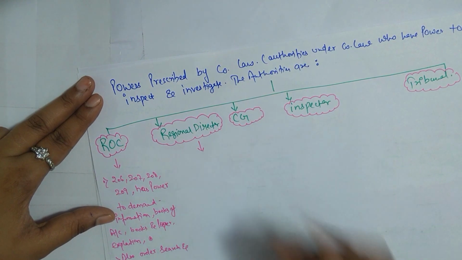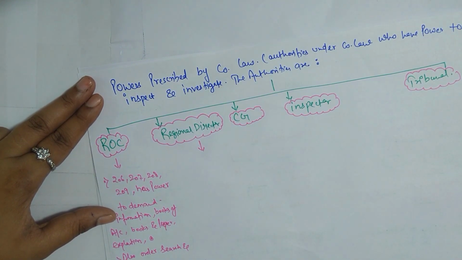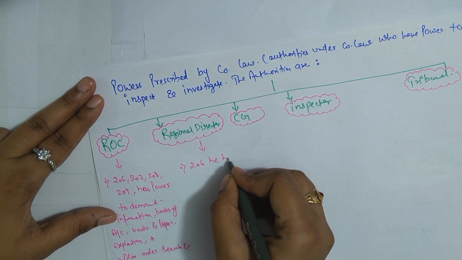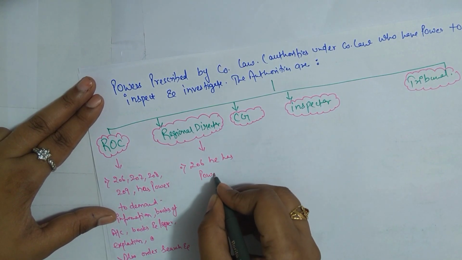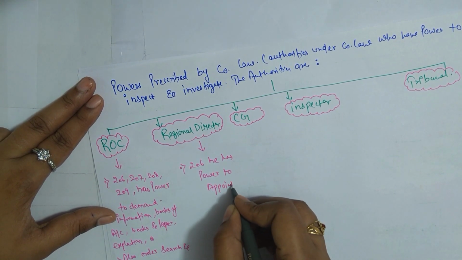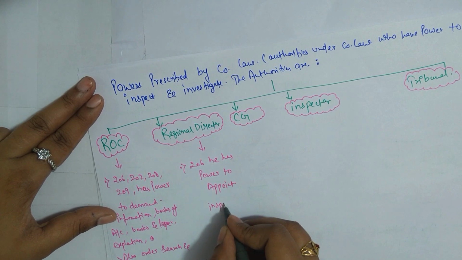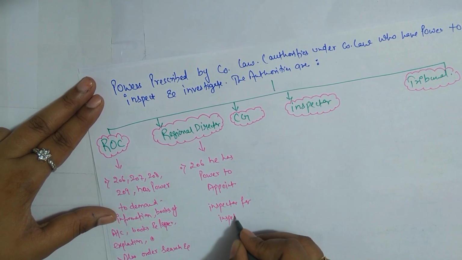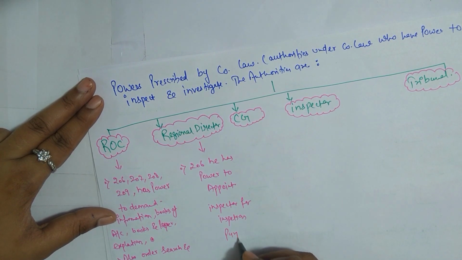Regional director. Only under section 206, he has power to appoint an inspector for inspection purpose.